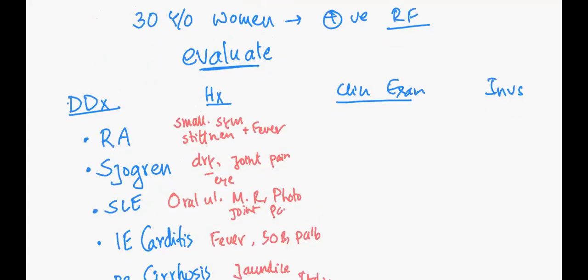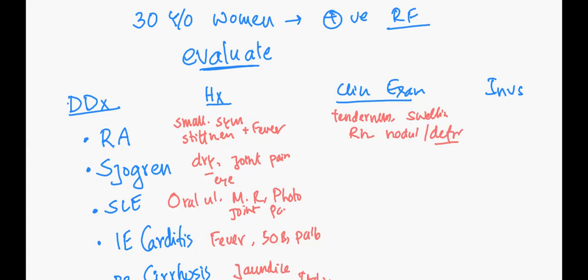Now let's go for the basic or most important clinical exam findings. In rheumatoid arthritis, you'll find features of arthritis, joint tenderness and swelling. Sometimes you'll find rheumatoid nodules, and there will be some deformities such as Swan neck deformity, Boutonniere deformity, Z deformity, and ulnar deviation of the fingers.